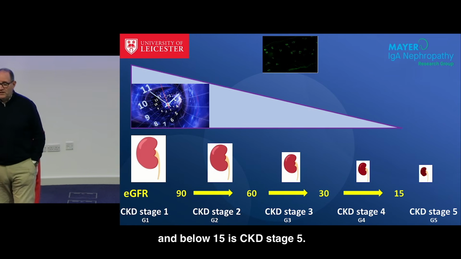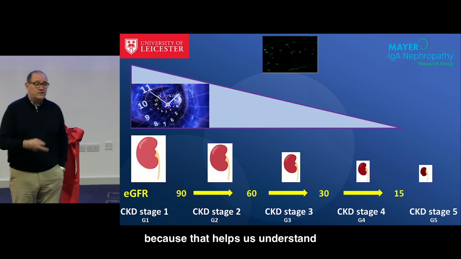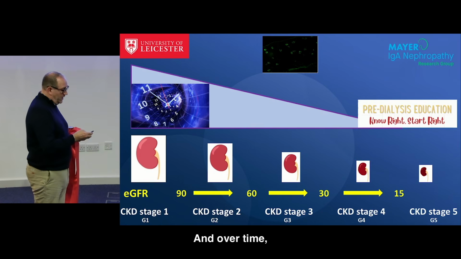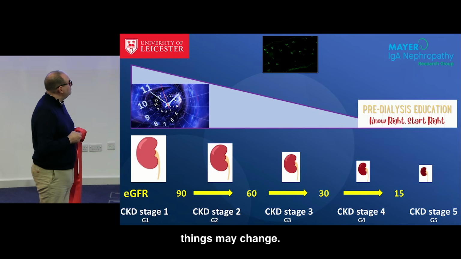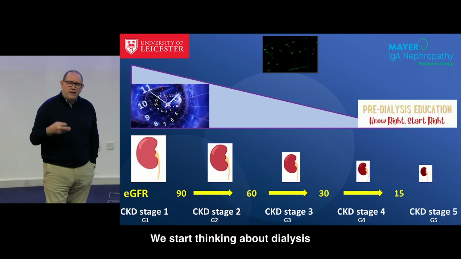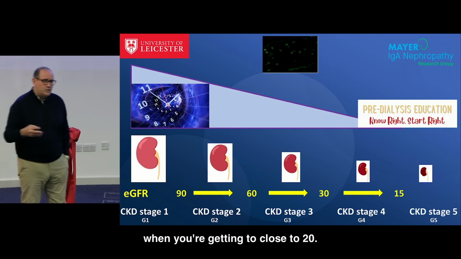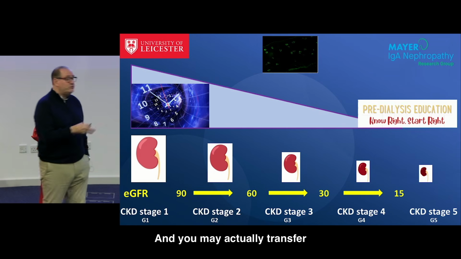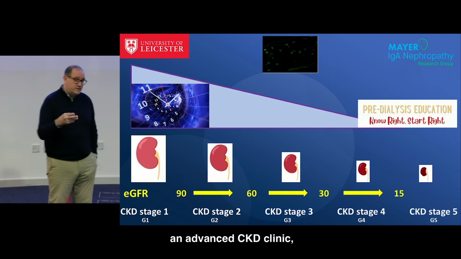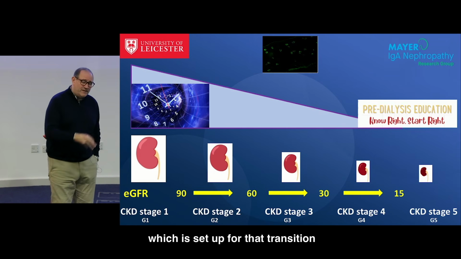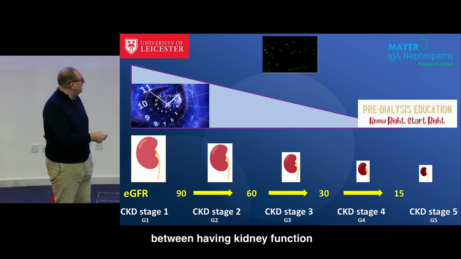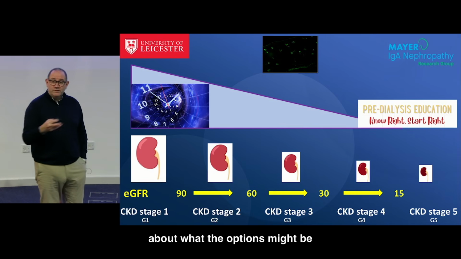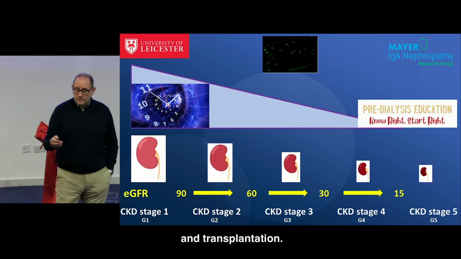90 to 60 is stage 2, a GFR of 60 to 30 is stage 3, 30 to 15 is stage 4, and below 15 is CKD stage 5. We do that because it helps us understand where you are in the natural history of the disease, and over time, things may change. We start thinking about dialysis and kidney transplants when you're getting close to 20. You may actually transfer to a specific advanced CKD clinic, which is set up for that transition between having higher kidney function and planning, and giving you information about what the options might be in terms of dialysis and transplantation.